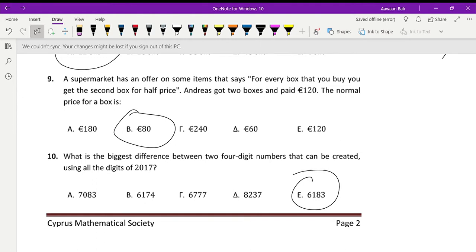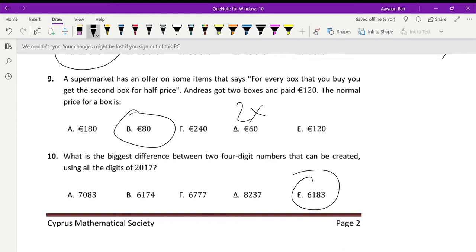A supermarket has an offer on some items that says for every box that you buy, you get the second box for half price. Andreas got 2 boxes and paid 120 euro. The normal price for a box is, well, this is easy basically. If it's saying that you have a box for normal price and then you have half the price, you could say x plus x divided by 2.